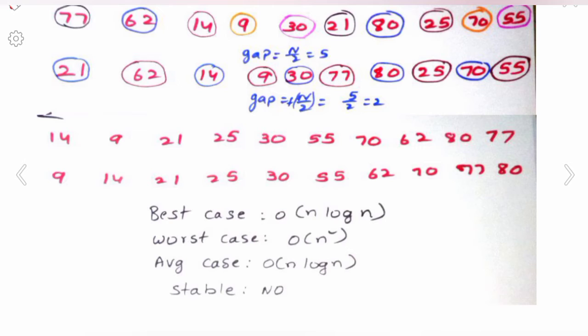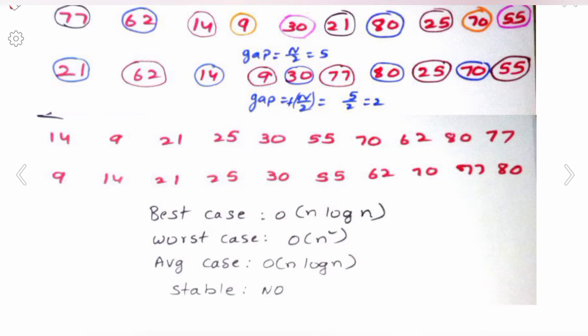Next coming to the 9. After the 9, 1, 2, 3, 4 and 5. So 9 and 70, these are in the correct order. And next coming to 30, so 30 with gap 5, 55. So 30 and 55, these are also in the proper order. So there is no need to swap.